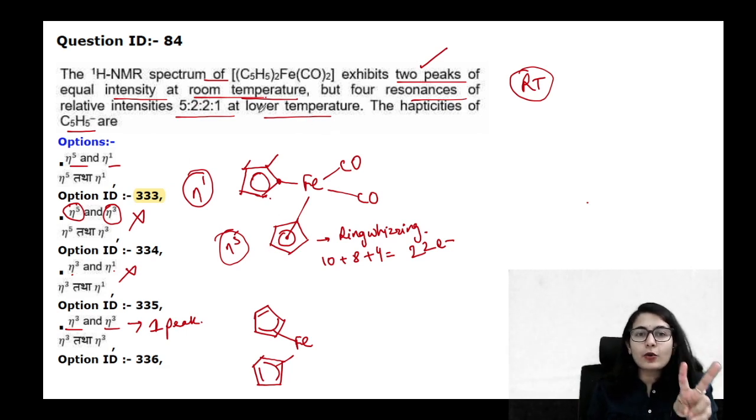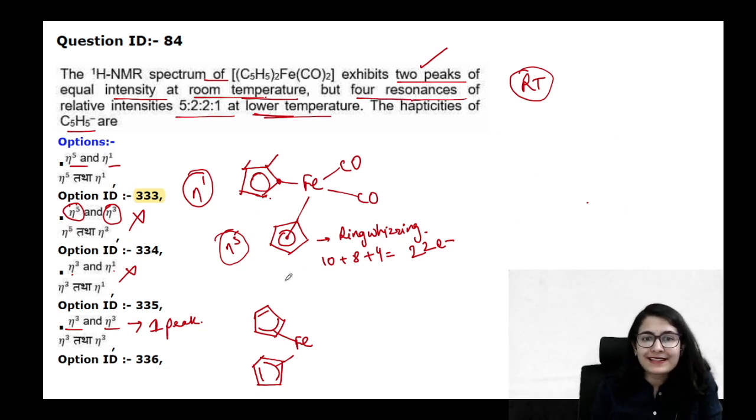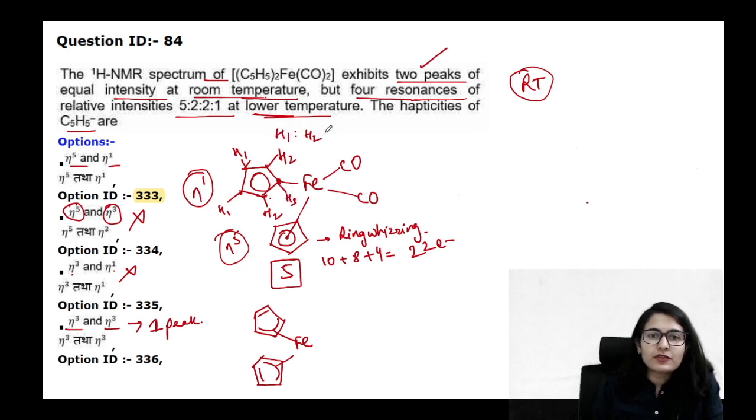And when we take it to low temperature, what happens? Four resonances of relative intensity 5:2:2:1. This 5 is for the eta 5 ring, and for the eta 1 ring, let's say I'm writing H1, H1, H2, H2, and this is H3. So H1 to H2 to H3 is going to be 2 to 2 to 1 for this ring.